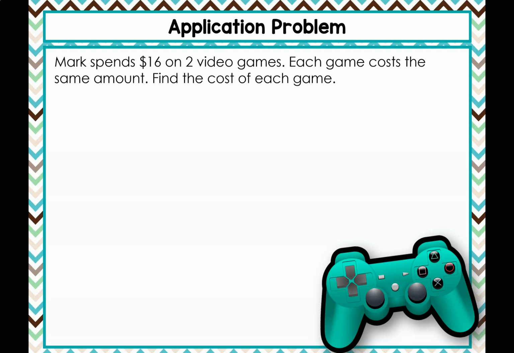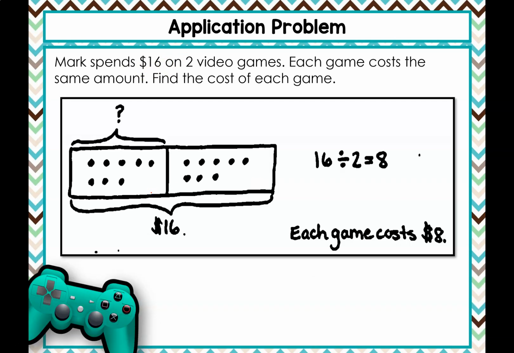Okay, our application problem for this lesson. Mark spends $16 on 2 video games. Each game costs the same amount. Find the cost of each game. Okay. So let's look at what we have here on our tape diagram. So Mark spends $16. That is his total. We also know that he buys 2 video games, which can be shown by splitting the tape diagram in half by drawing that line down the middle.